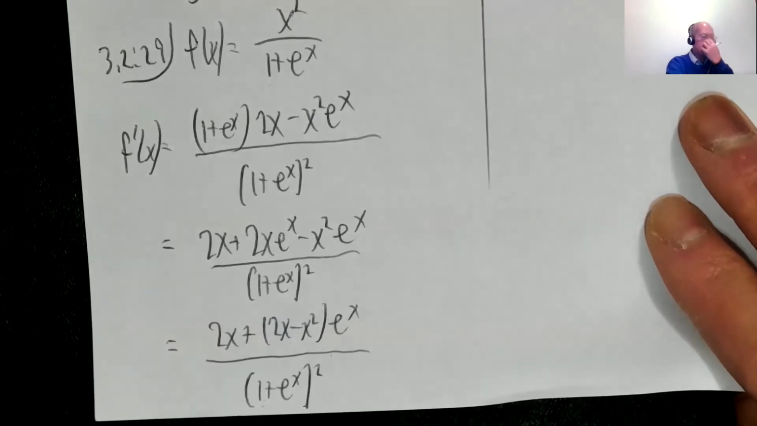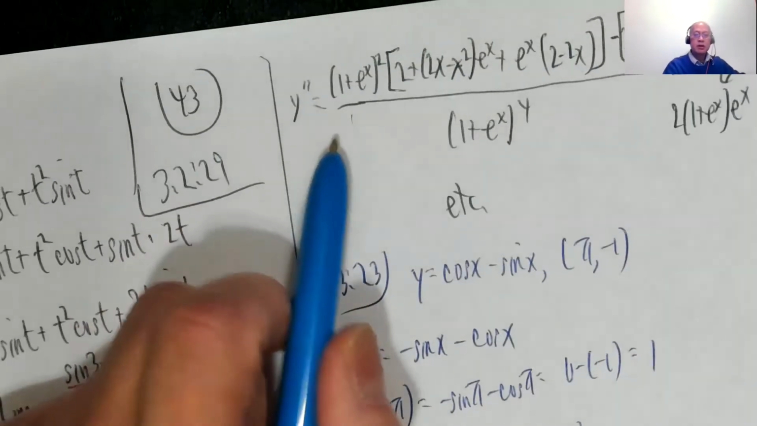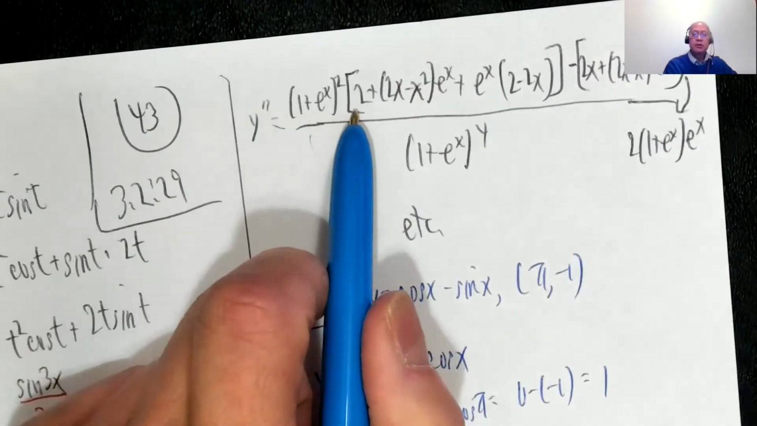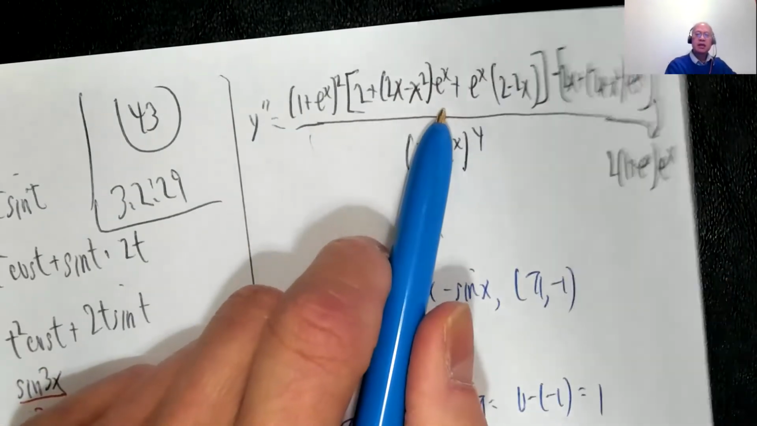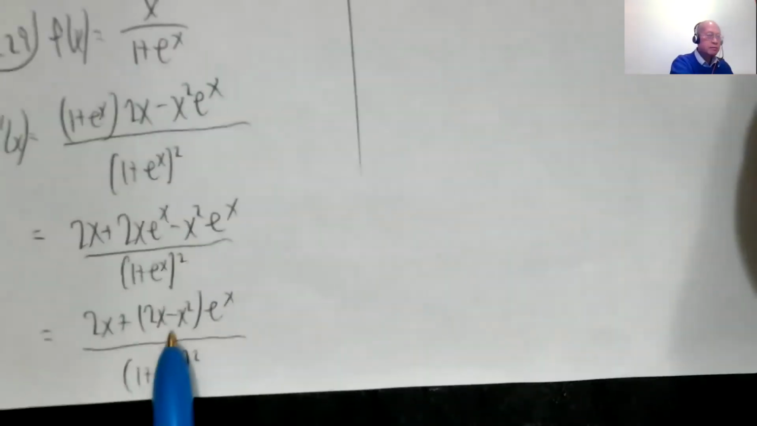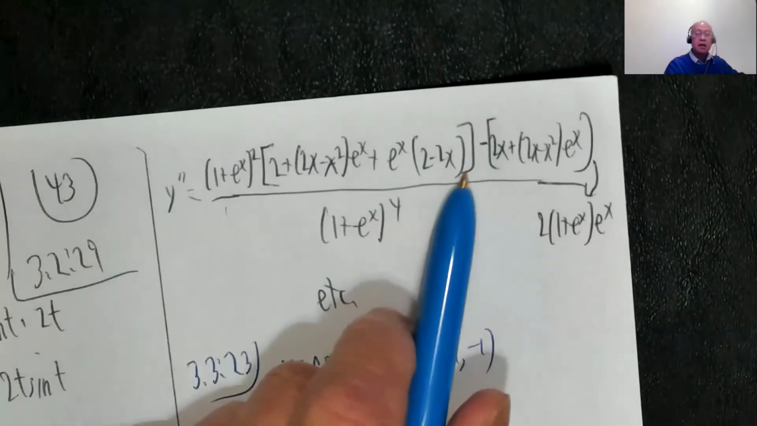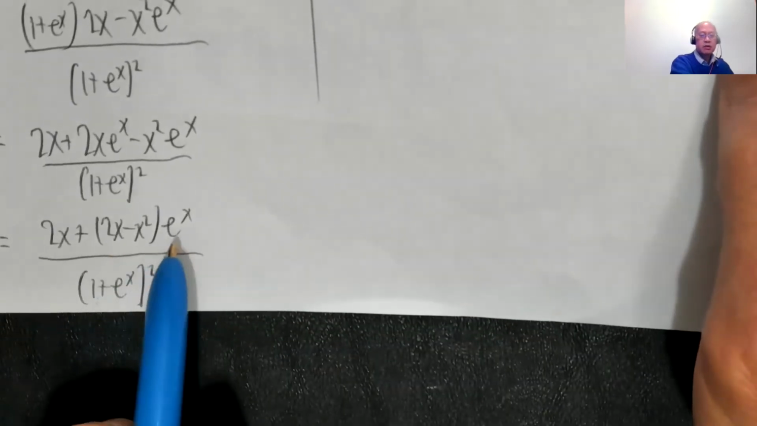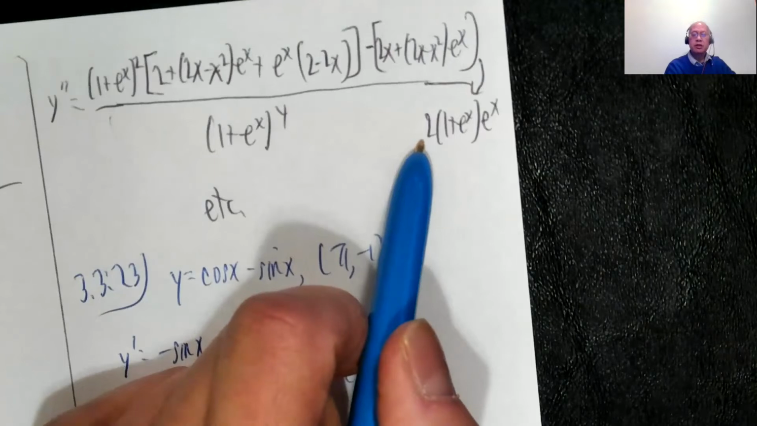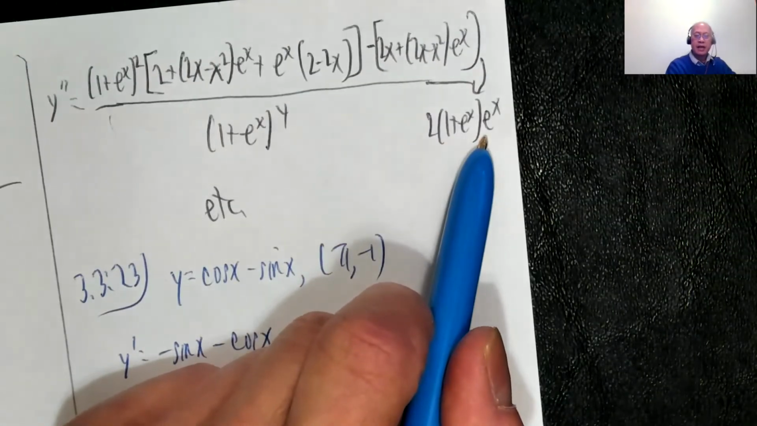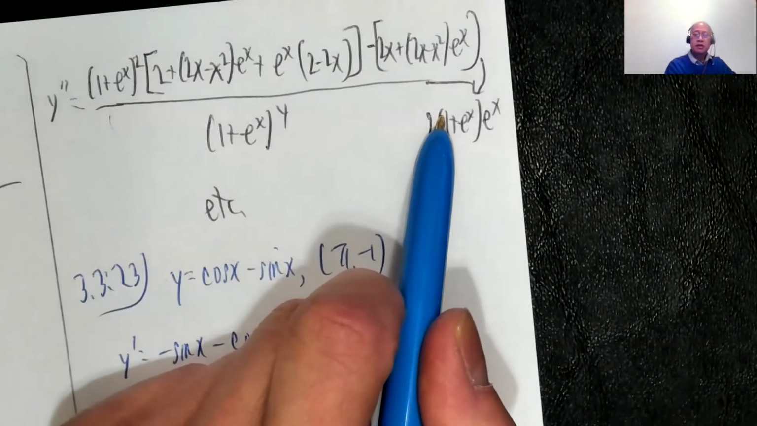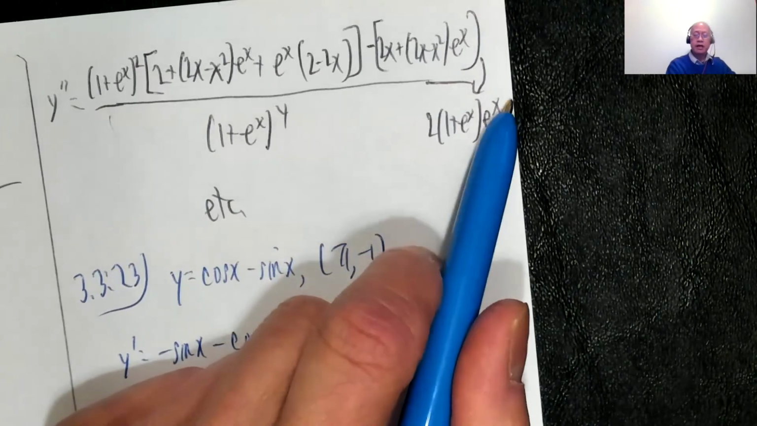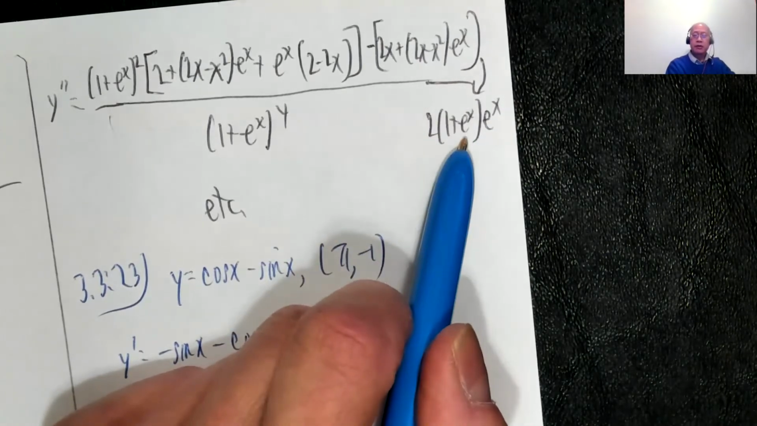So now for the second derivative, it's bottom times derivative of the top. So 1 plus e to the x squared times 2 plus 2x minus x squared e to the x plus e to the x times 2 minus 2x. So that was a product rule right over there. Minus the top times the derivative of the bottom. So I copy the top, 2x plus 2x minus x squared e to the x. And the derivative of the bottom turns out to be 2 times 1 plus e to the x times e to the x. Okay, that involves something called the chain rule, which doesn't apply actually until section 3.4, but I'm going to put that for now, and we'll come back to this when we get to section 4.